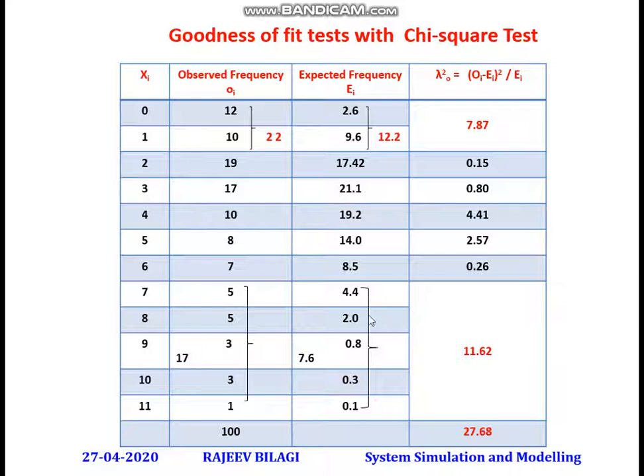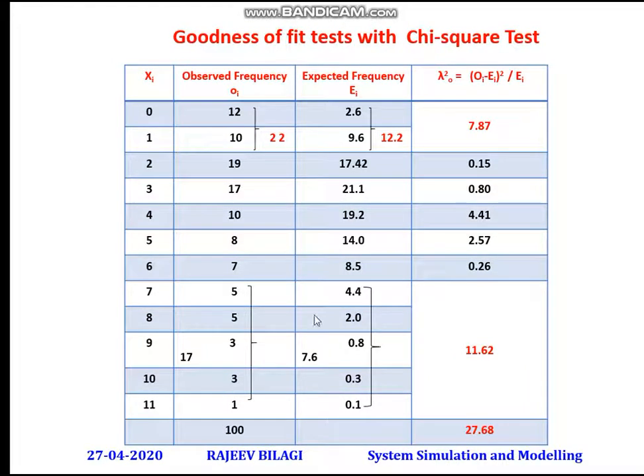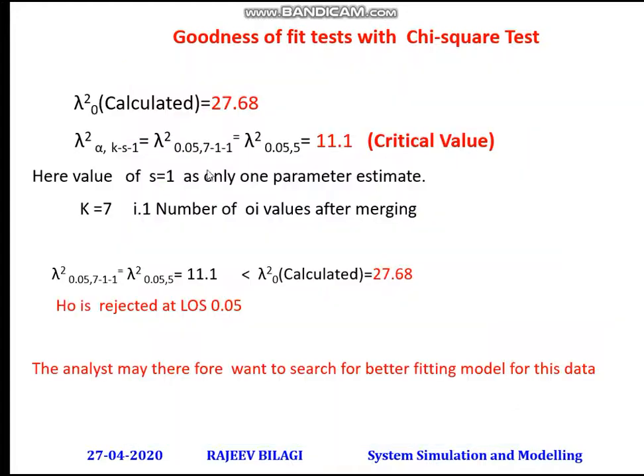Now after adding all these values, you are getting 17 here. 17 minus 7.6, that is (Oi minus Ei) whole square divided by Ei. If you calculate this, you are going to get 11.62. So now after calculating all this, chi-square naught, sigma of chi-square naught, is equal to 27.68. Now that is your calculated value.